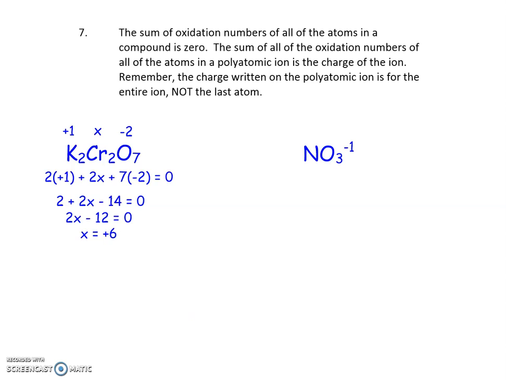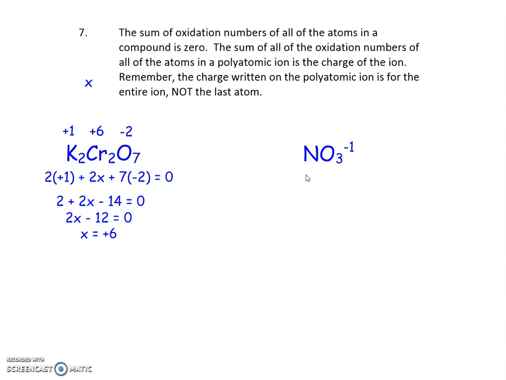So that tells me that chromium has to have a plus 6 charge, a positive 6 oxidation number. Now notice, 1 plus 6 minus 2 does not add up to 0. We're not just adding up the oxidation numbers for all of the elements, but for all of the atoms, taking into account how many of them there are in the compound.